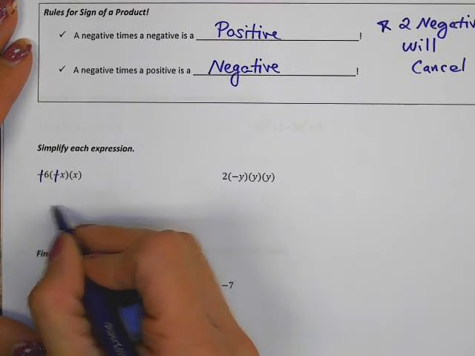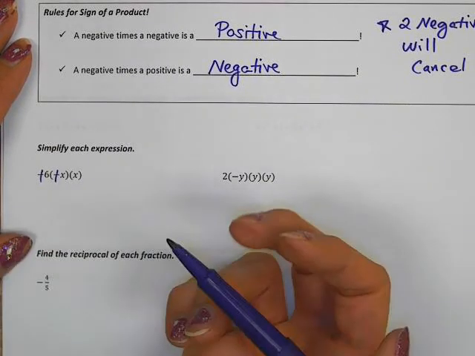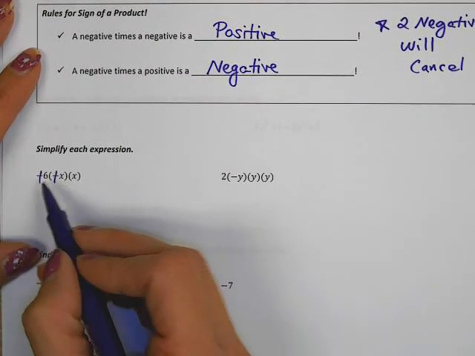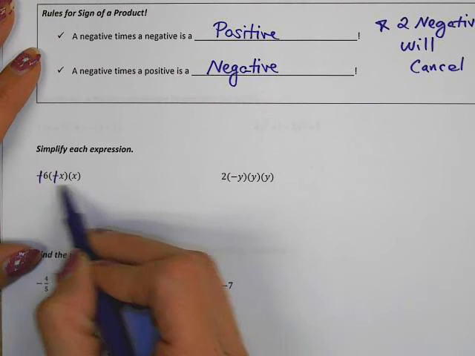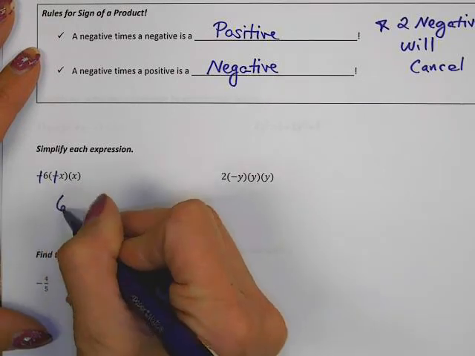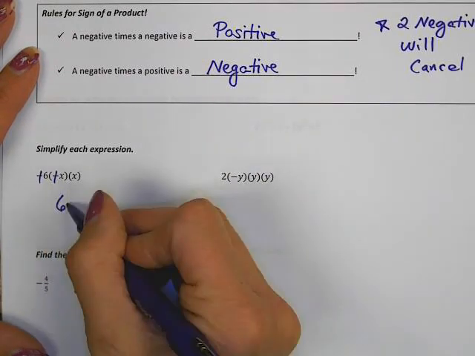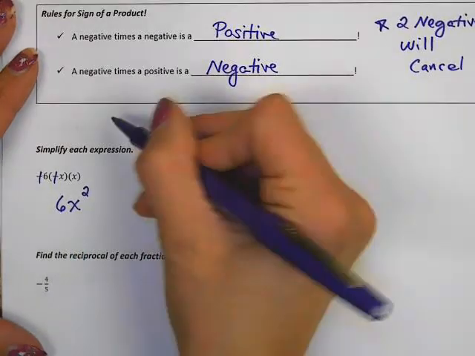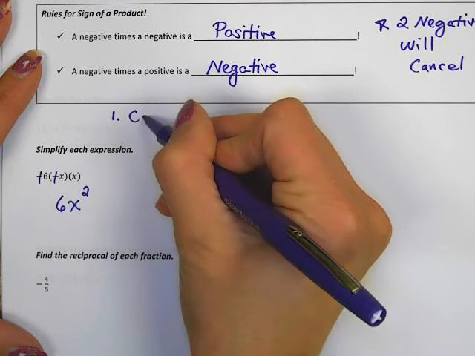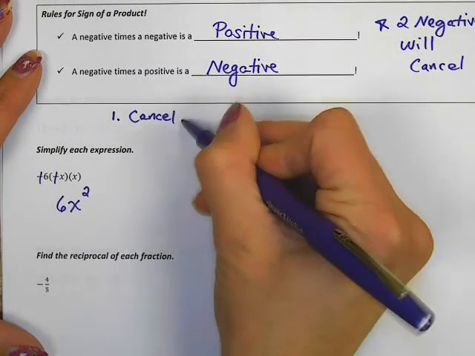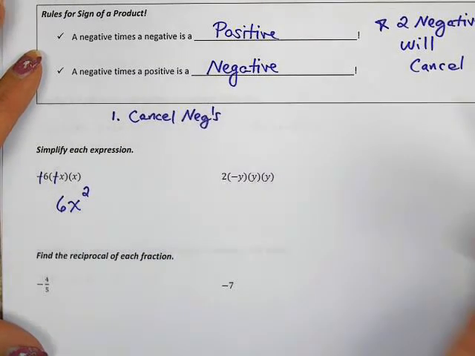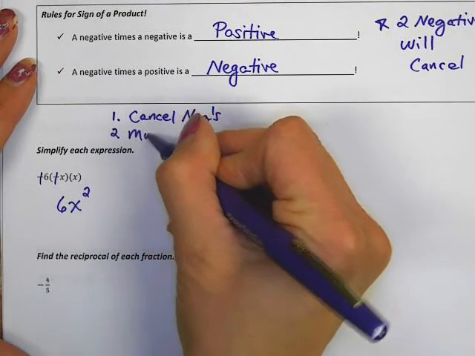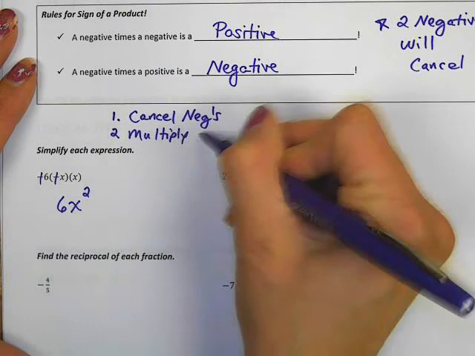You could put a positive sign or you could put nothing. The second thing that you do is you calculate the number. 6 times 1 is just 6, and x times x is x squared. Okay, so step 1, cancel negatives and make sure that you have either positive or negative for your answer. Step 2, multiply the numbers.